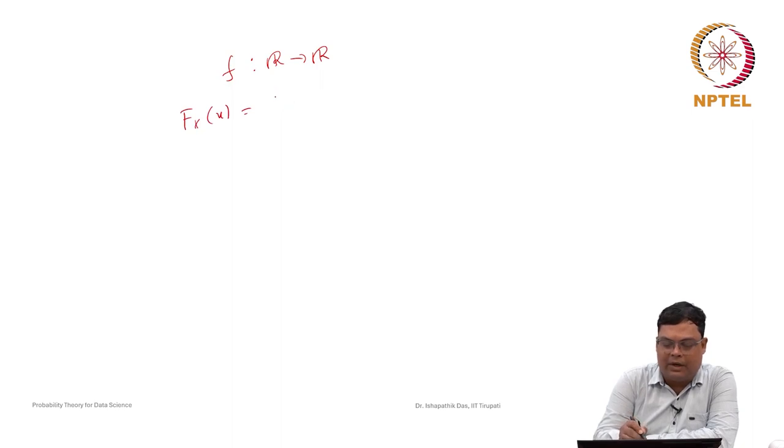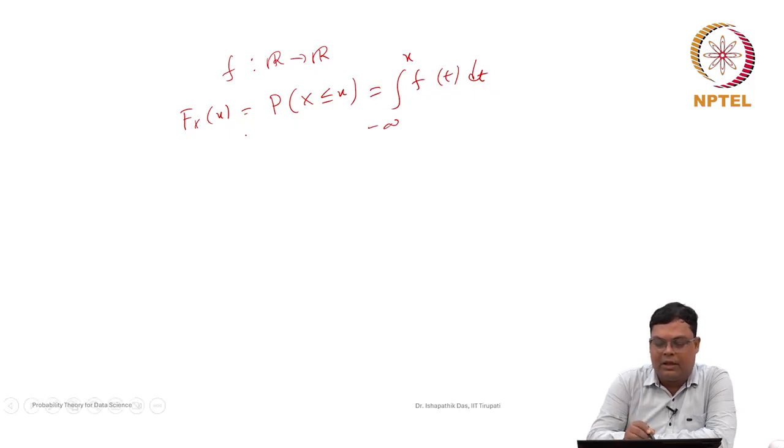F of x, which is the probability that X is less than or equal to x, can be written as the integral from minus infinity to x of f_X(t) dt. So there will be such a function, and this function is this f. Then this F_X is called absolutely continuous with respect to the Lebesgue measure.